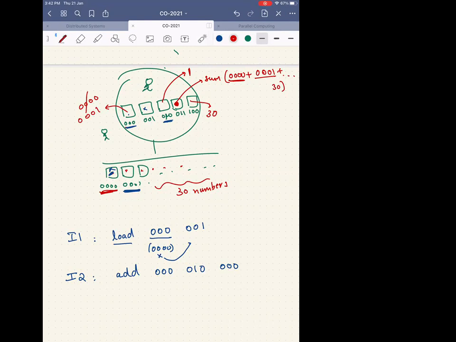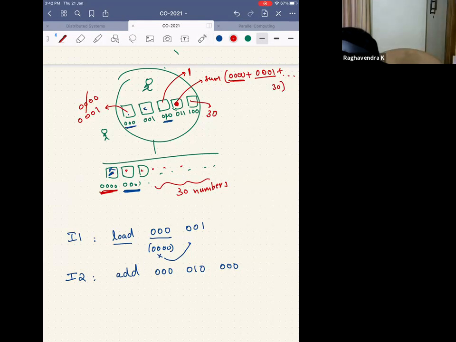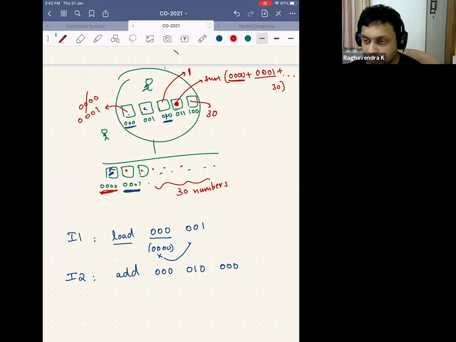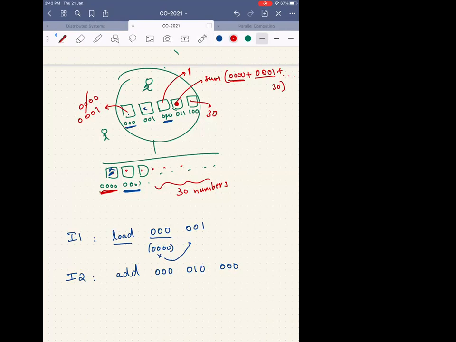Sir, why can't we just load into 001 and then add it to 011 directly? No, but load will overwrite whatever is there before, right? So like 011 will have the sum of 0 plus 0000. Like initially it will be 0, right?